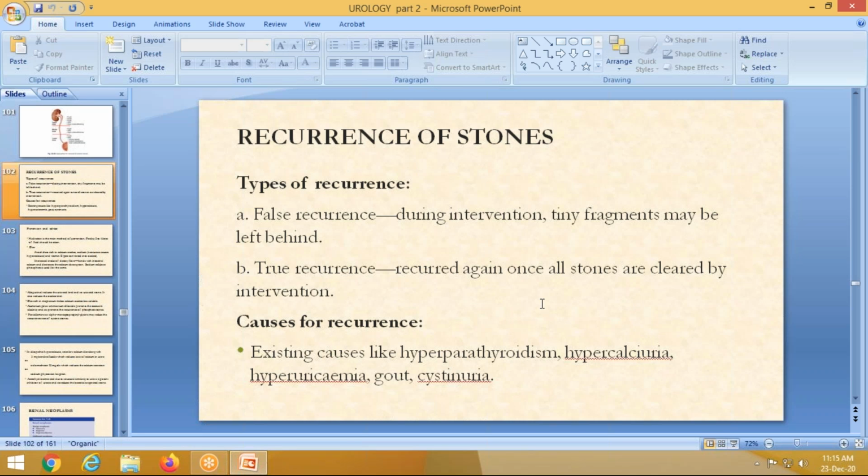So what are the causes for this recurrence? For example, diseases like hyperparathyroidism, hypercalcemia, hyperuricemia, gout, cystinuria. These are metabolic disorders that may be associated with the recurrent formation of ureteric or renal stones.